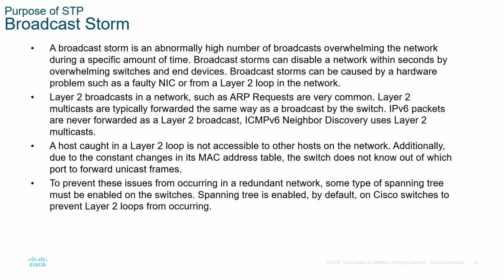Now, a host caught in a layer 2 loop is not accessible to other hosts on the network. Additionally, due to the constant changes in its MAC address table, the switch does not know out of which port to forward unicast frames.